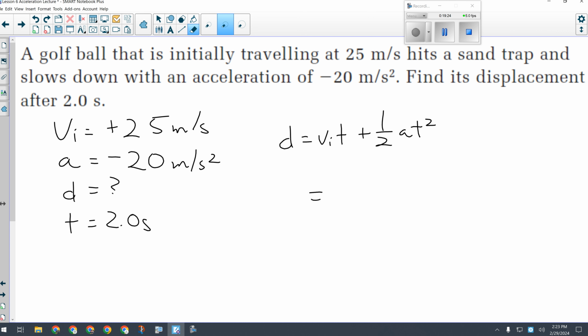Okay, so we'll have our initial velocity, 25 times 2 seconds, plus 1/2 times the acceleration, negative 20. How often do you suppose people forget to put that in there? Let me tell you. I put a question like this on every unit exam. At least 1/3 of people will forget to make that acceleration negative, even when I tell them it's slowing down. Okay? Context visualization is important. Okay, times 2 squared.